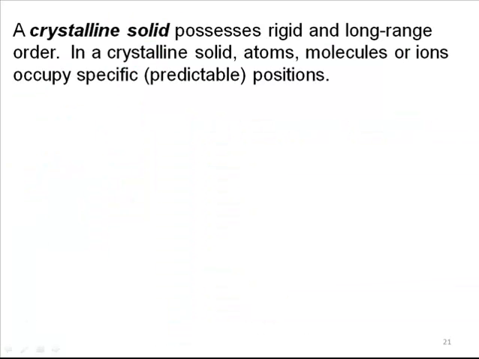A crystalline solid possesses rigid and long-range order. In a crystalline solid, atoms, molecules, or ions occupy predictable positions. So you can predict where they will be placed based on what ion it is. Yes? Do substances with high melting points usually have high boiling points? Usually. Depends on the forces that are keeping them together, though, a little bit.